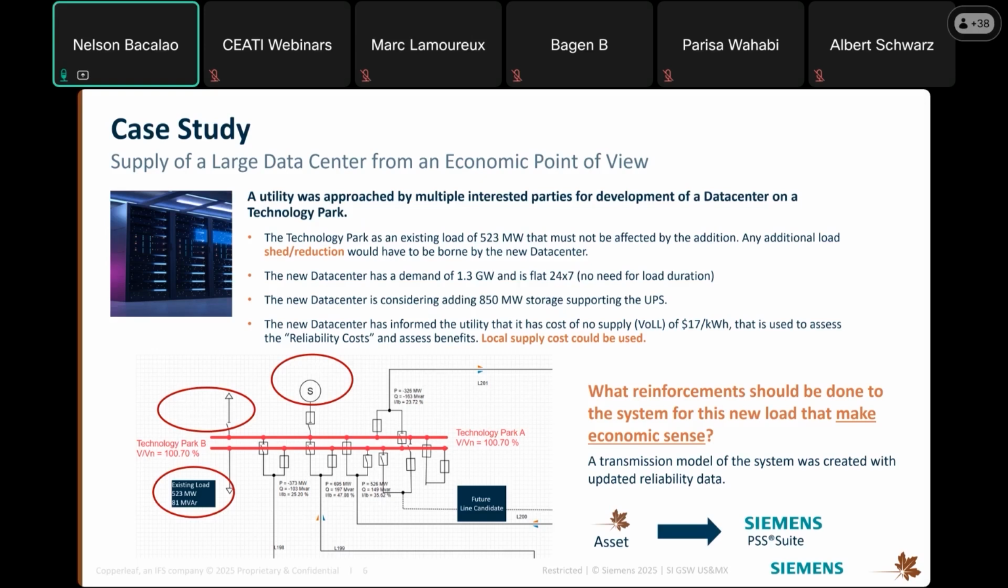But in general, the concept here is that we're going to be comparing the building or expanding the system versus the option of not expanding the system, but incurring this cost. In this sense, it's very much aligned with what Megan just presented. And the overall idea is then identifying what reinforcement would make sense, would make most economic sense.